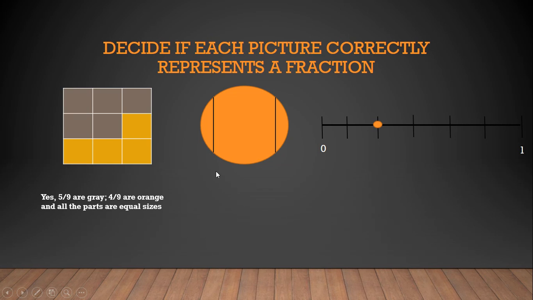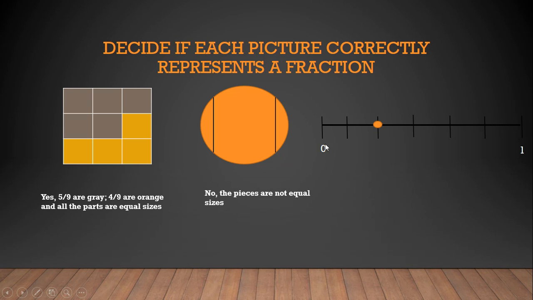Now let's look at the second picture. Here we have a circle, but I see 1, 2, 3 parts. Does this correctly represent a fraction? Very good. No, the pieces are not equal sizes, so this does not represent a fraction.